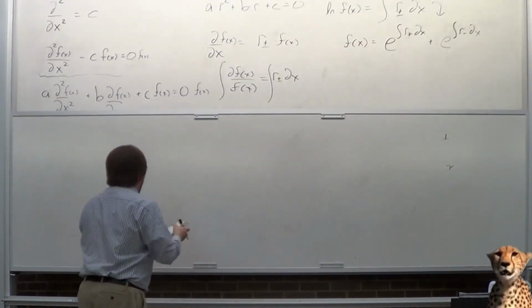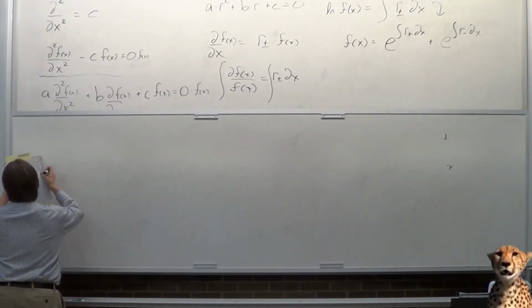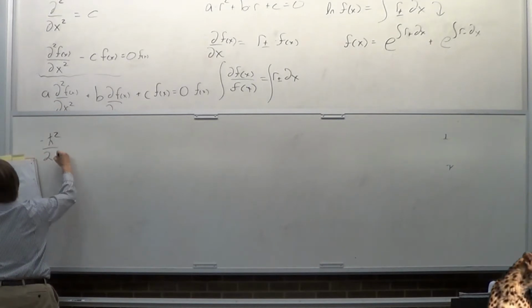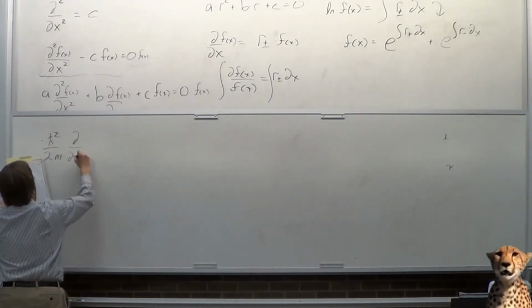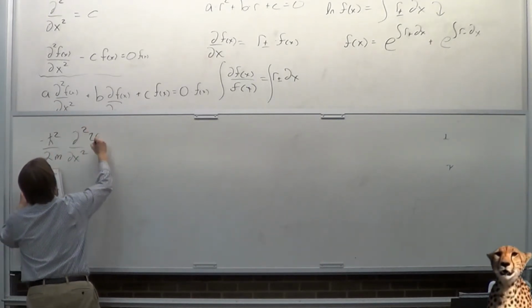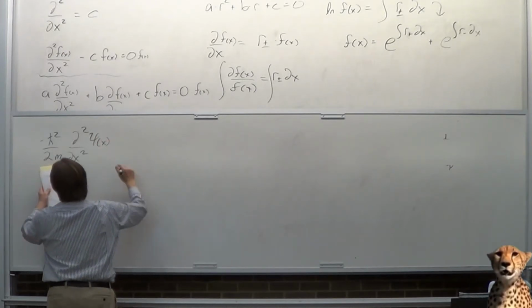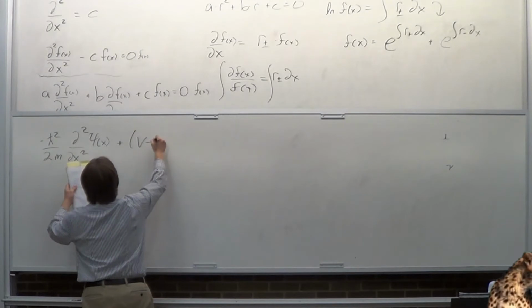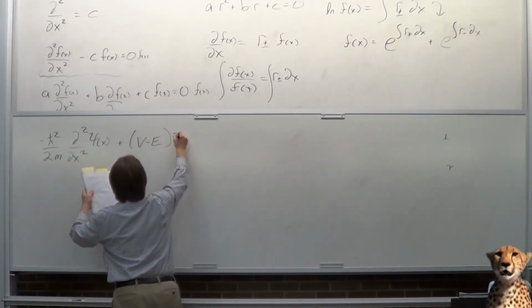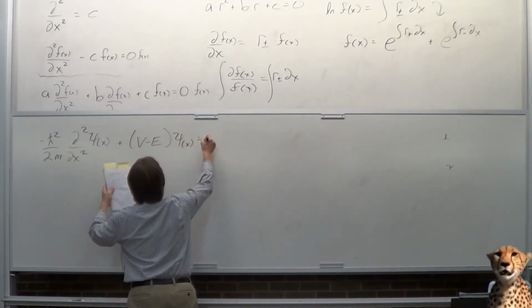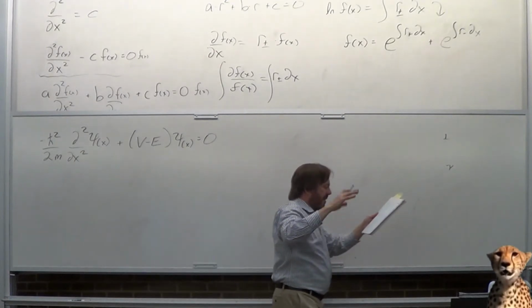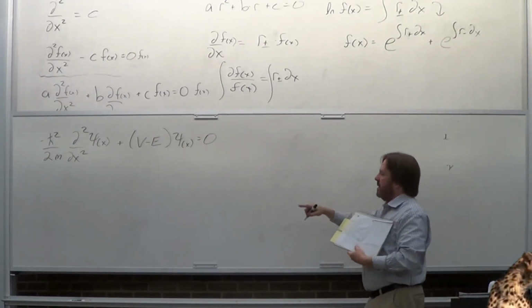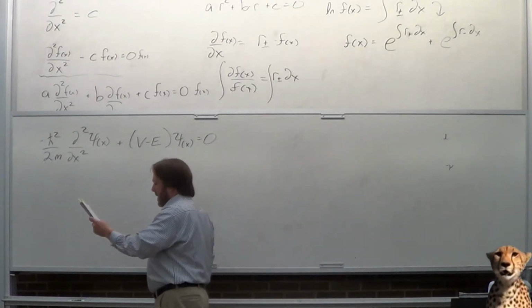I'll make this as hard as possible. I'm going to throw everything at you: double derivative, wave function, and let's include potential energy. Why not? Let's make it as hard as possible. This is similar to what I wrote in the last hour, except I just put the potential and energy on the left side as opposed to the right side.